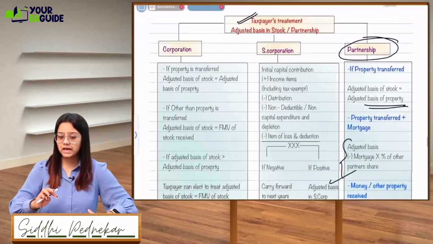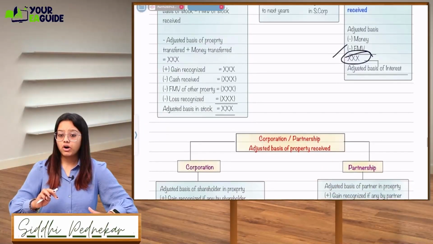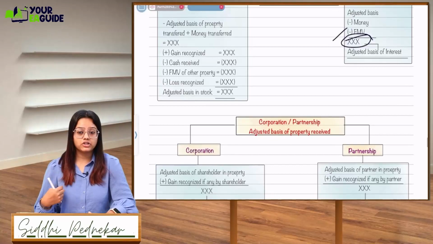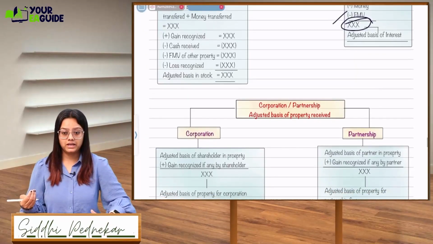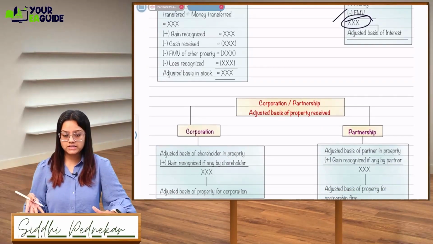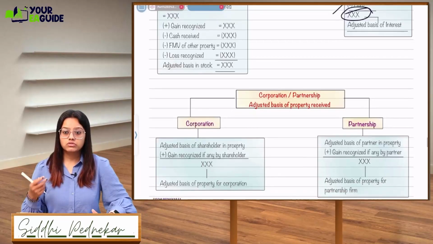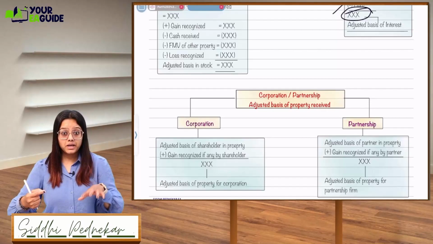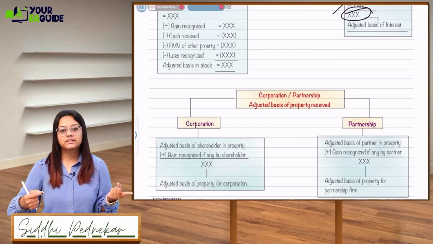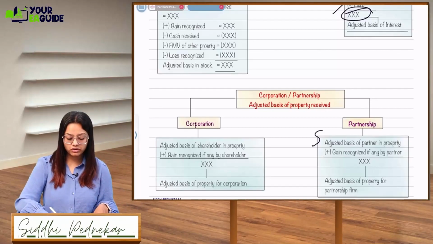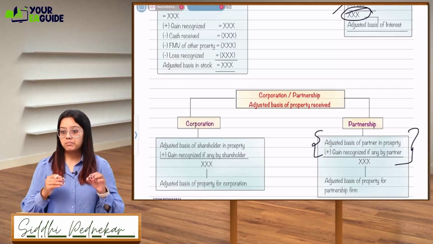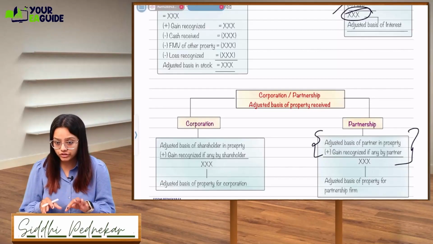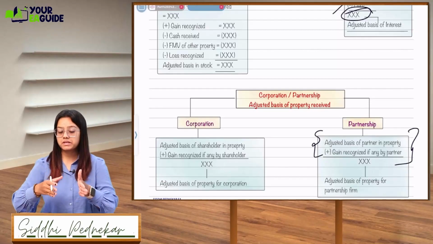Then we'll see the third case: the corporation or the partnership receiving the property. They'll have to recognize the property at some amount in their books, right? So what is the adjusted basis of the property which they have received, plus if the partner has recognized the gain in their books, that much amount you have to add. Please remember this formula. People get confused in this formula, so please remember this.